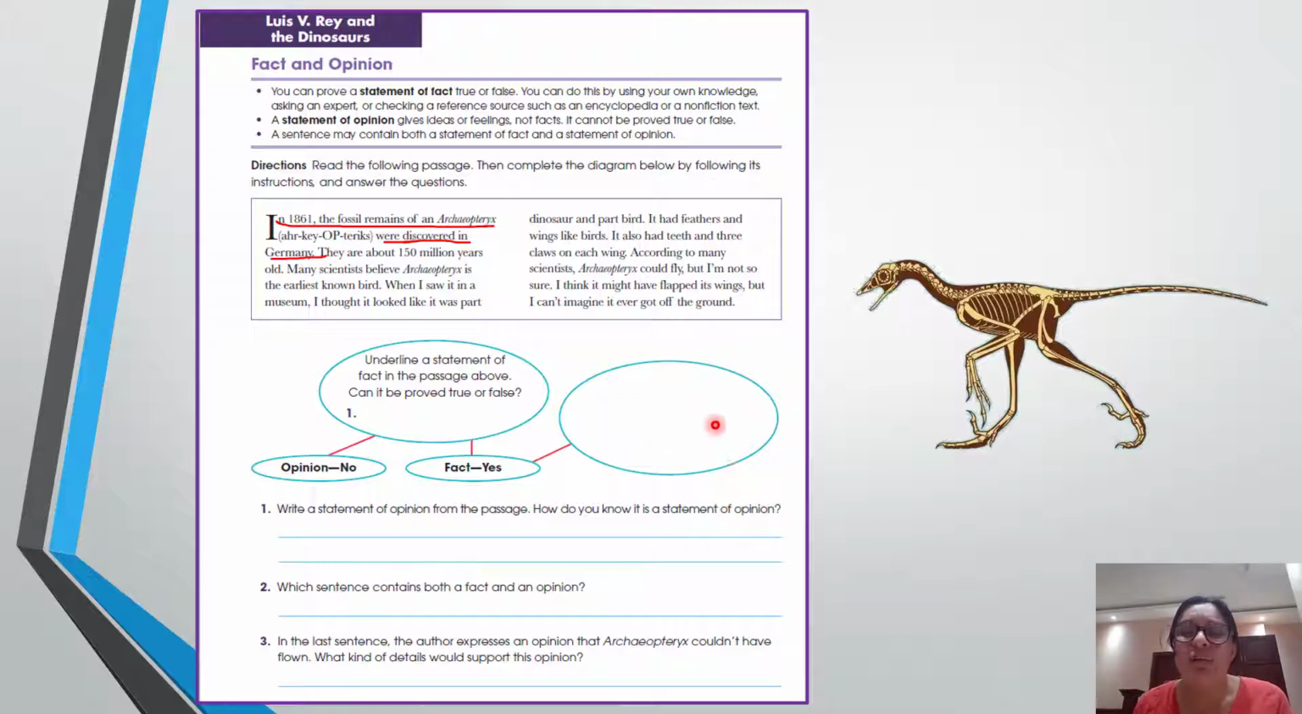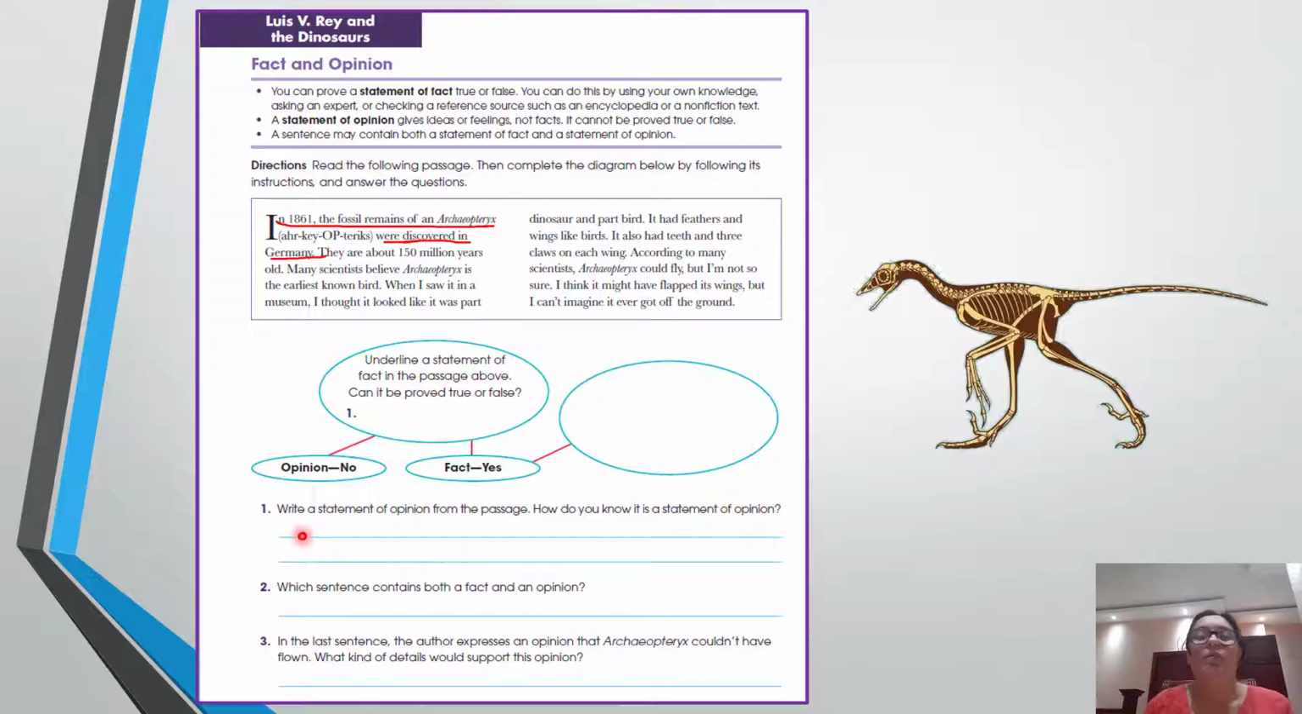So what can we do to prove if it's true that in 1861 the fossils of this dinosaur were found in Germany? What can we do in here? In what parts can we investigate? In an encyclopedia or internet or asking an expert? If I tell you guys, investigate if this one is true, in what part are you going to investigate that? Okay, so that is the answer that I want here, okay?